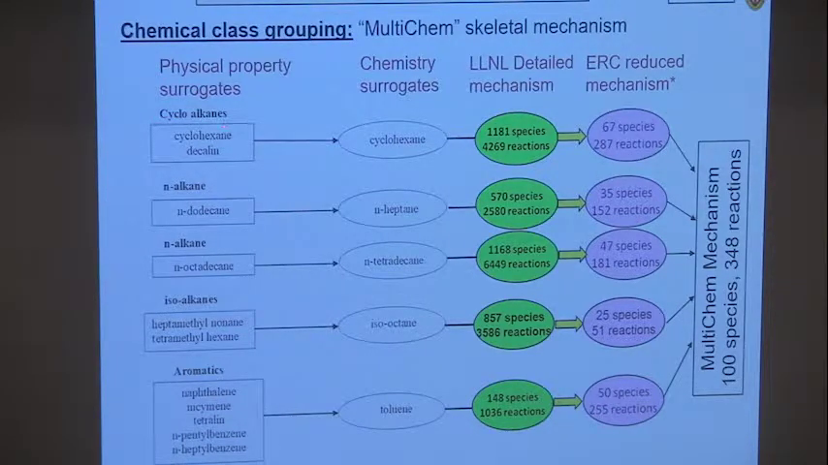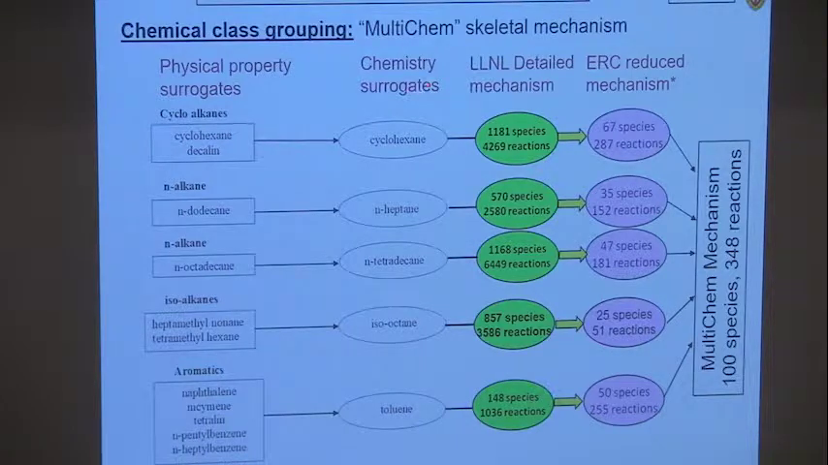For example, the cycloalkanes in the fuel we treat using cyclohexane, a decalin. The N-alkanes we might treat with N-dodecane or N-octadecane. The isoalkanes, again, treated with certain surrogate species, and aromatics. So that's for the physical properties, and we can get those from databases that give you the density, the viscosity, and all the parameters associated with those fuels.